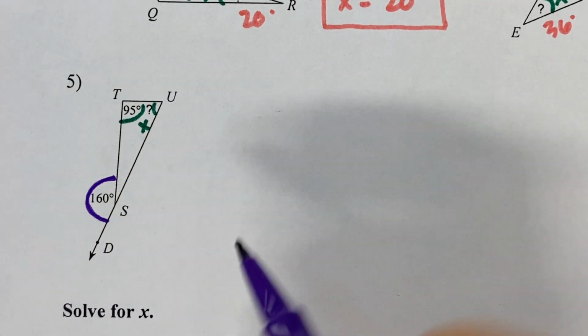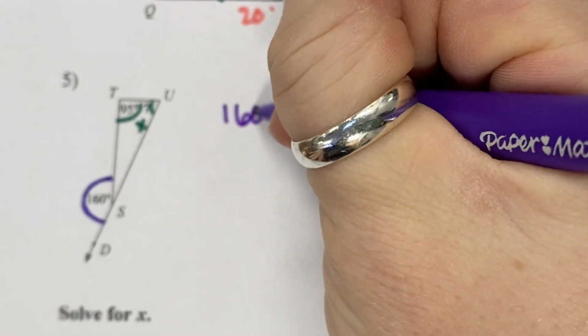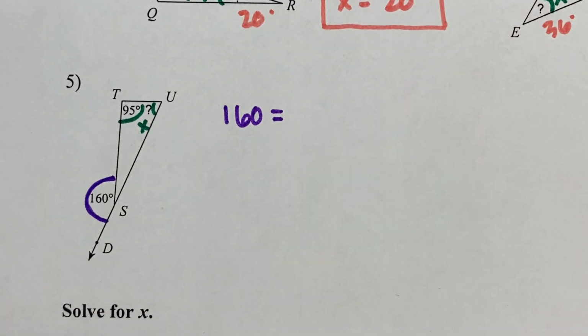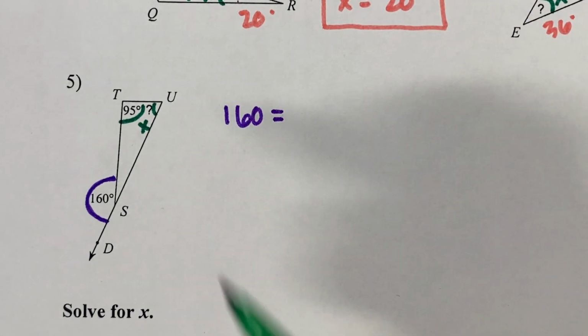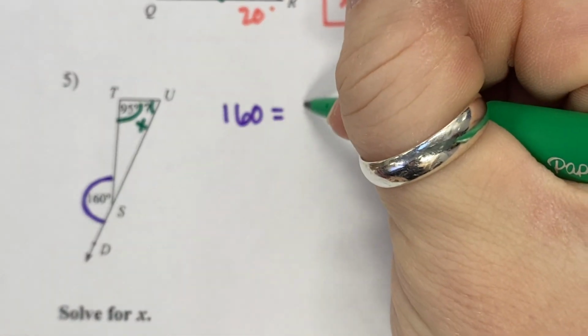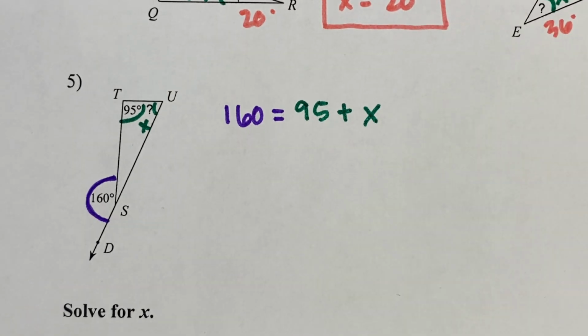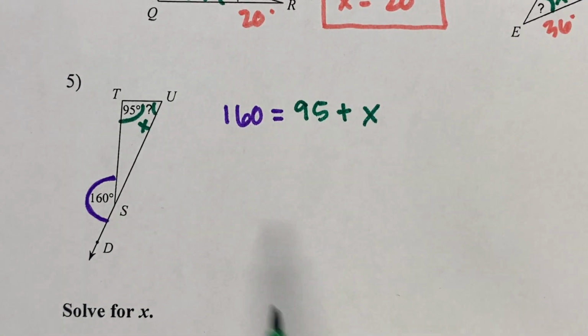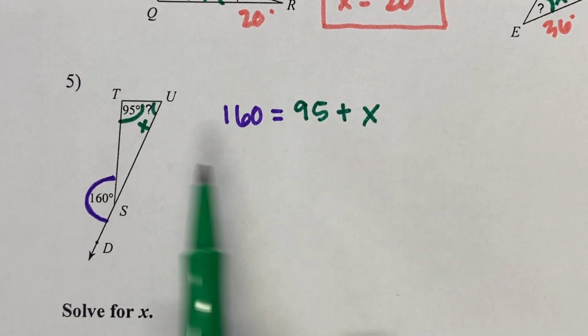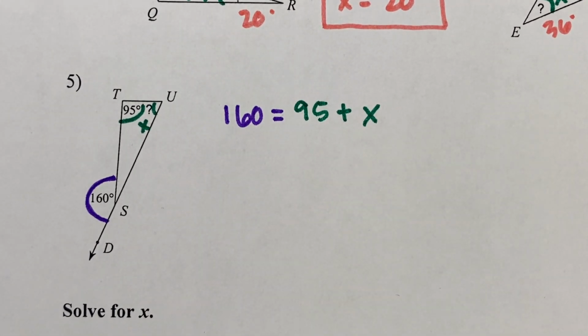Okay, so we have 160 is our exterior angle, and that's equal to our two interior angles added together, which is 95 plus X. Okay, now we can go ahead and solve the equation, solve for X to try and get that interior angle.